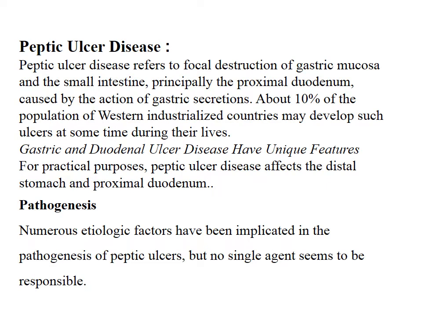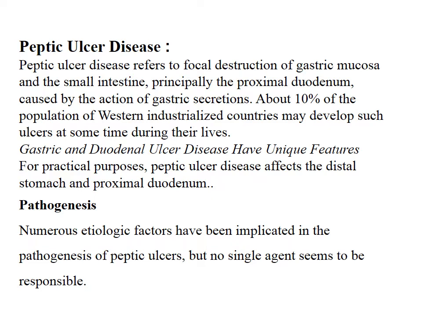Peptic ulcer disease, أو القرحة المعدية أو القرحة الاثني عشر أو القرحة بصورة عامة. Peptic ulcer disease refers to focal destruction of gastric mucosa and the small intestine. يعني peptic ما مختصر فقط على المعدة، وإنما المعدة والأمعاء. Principally the proximal duodenum, caused by the action of gastric secretion. لهالسبب سميناه peptic ulcer نسبة إلى pepsin, which is secreted in the stomach.